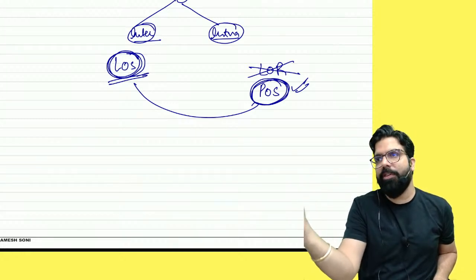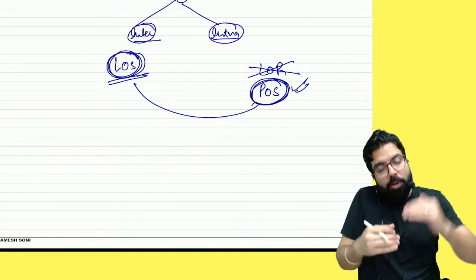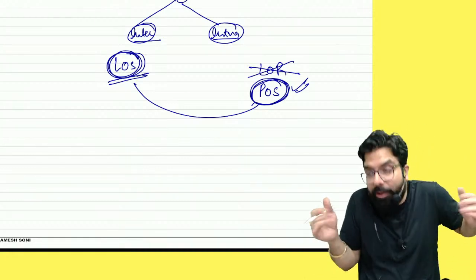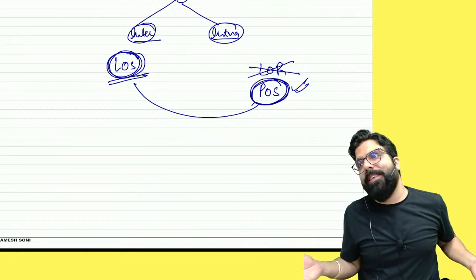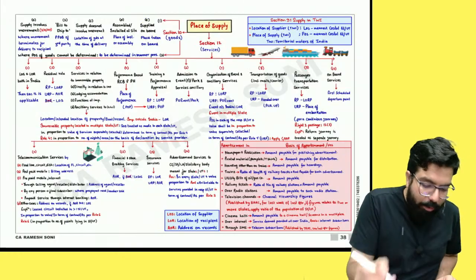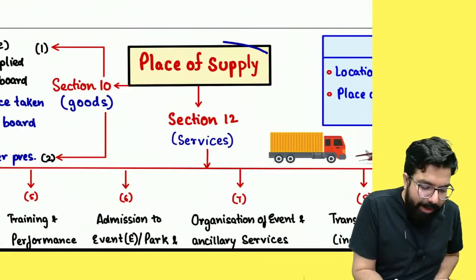CGST and SGST, or CGST and UTGST. If both are in different states, or one is a UT, or two different UTs, then IGST, because it will be interstate. Are we clear, everyone? So that is what we are going to learn with this chapter of place of supply.